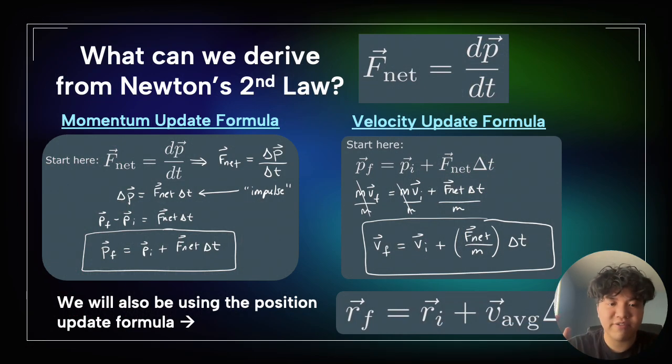So, what can we derive from Newton's second law? As you can see here, Newton's second law is F net equals change in momentum over time. And we can derive the momentum update formula from this, and then from that, we can derive the velocity update formula. We'll also be using the position update formula. In this case, since there's no change in velocity, it means the net force is zero. So all forces cancel out, and it's in equilibrium and results in a constant velocity motion.